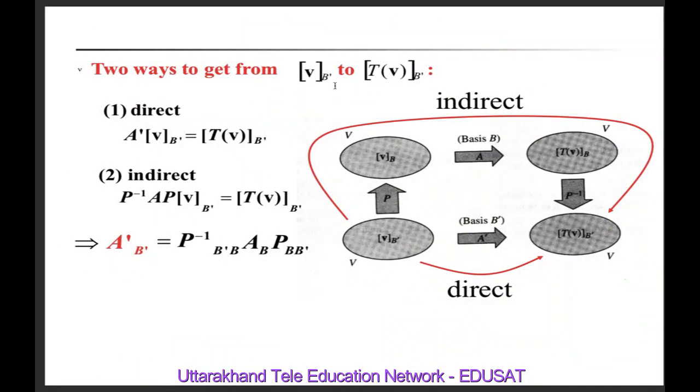Now there are two ways to get [T(v)]_B' from [T(v)]_B. One is by direct calculation, A' [v]_B' equal to [T(v)]_B', and the second is by indirect calculation, by calculating P inverse A P [v]_B', which is equal to [T(v)]_B'. Therefore A' is equal to P inverse A P.